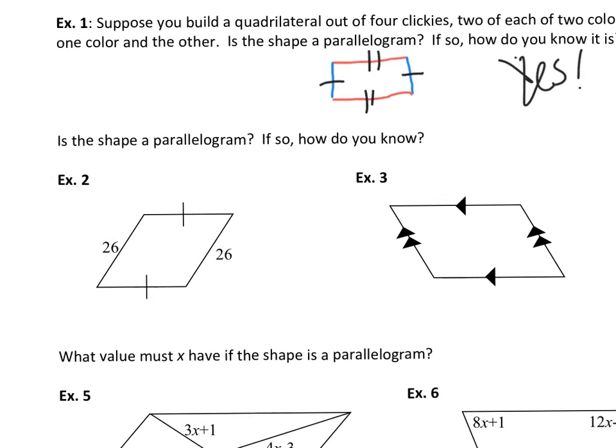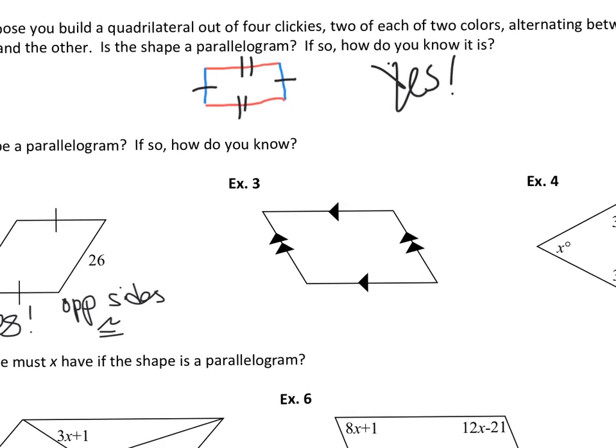Is the shape a parallelogram? If so, how do you know? So you need to go back and look at those properties. Here I can see that this side length here is 26, and this side length here is 26, which means those are congruent, which is good. Now I just need to check my last side there, and I can see that these lines here show that those are congruent. So yes, this is a parallelogram. And it says, how do you know? Well, I've got my opposite sides that are congruent. Okay. All right, let's move on to example 3.